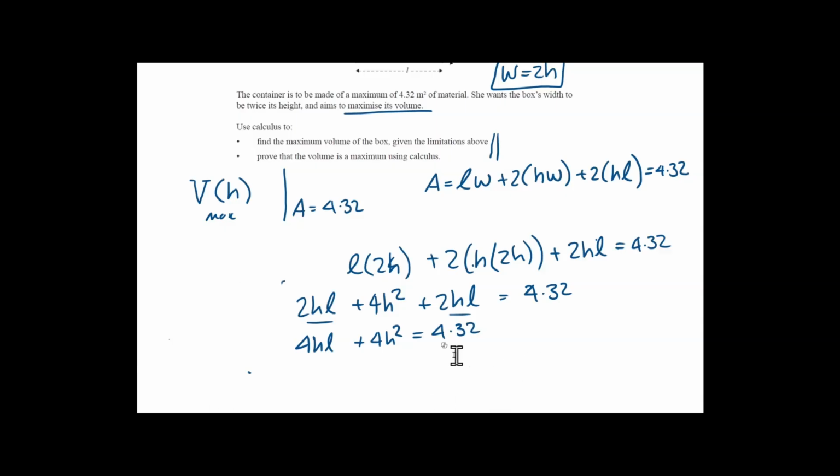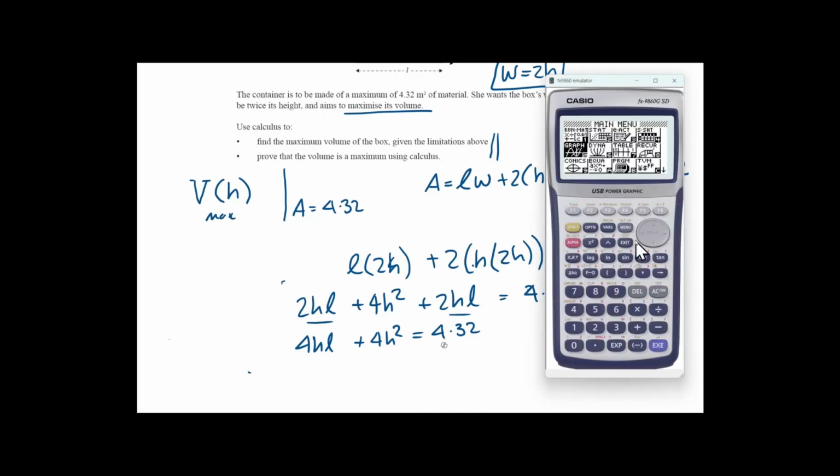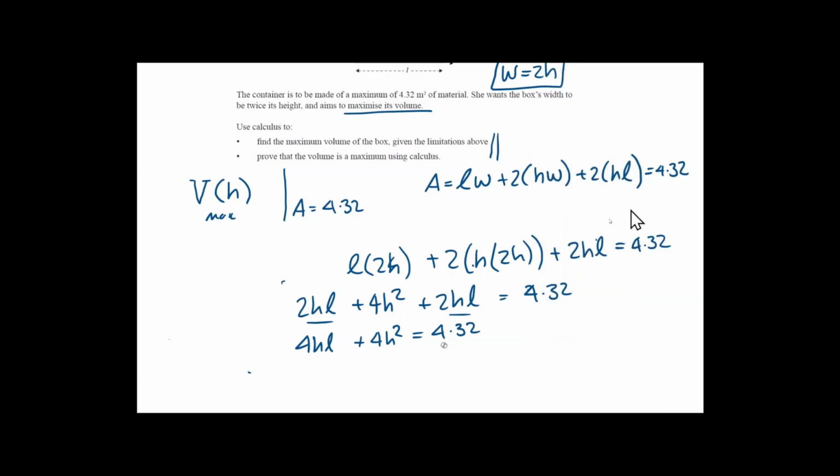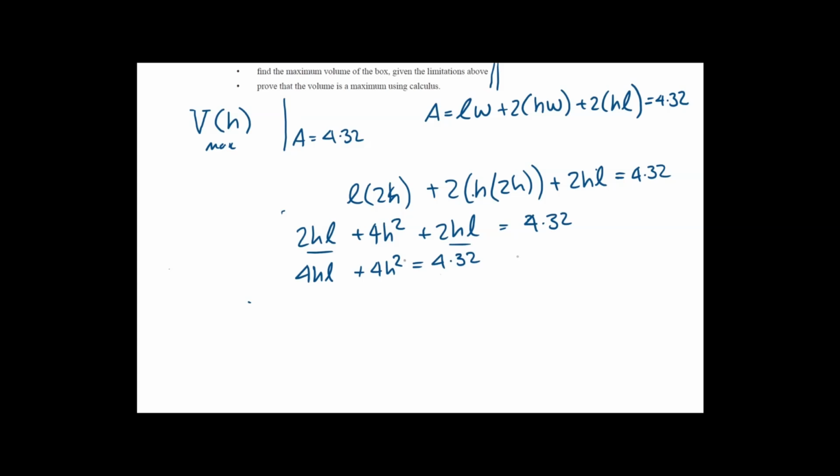Now that's going to be a bit of a mouthful. I wonder if that divides nicely by 4. So 4.32 by 4, 1.08. So that's going to make my life a bit easier. So I'm going to divide everything by 4. So HL plus H squared equals 1.08.